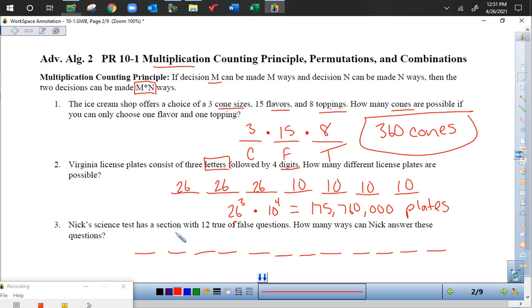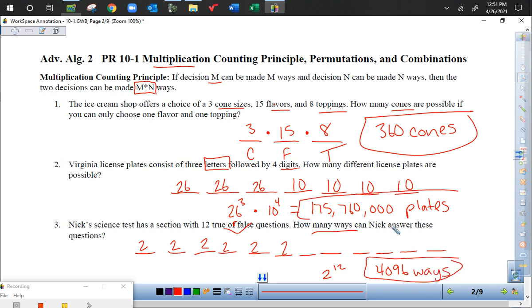So here, we've got true or false. On the first one, there are 2 options. You could have true or false. And then on the second one, it doesn't matter that you selected true. It's still true or false on the next one. So all of these get 2 different choices, meaning we're going to have 12 different times. Okay, so 2 to the 12th for that one, which is 4,096 different ways to answer the test. And let's go ahead and put a box or a circle around our answers for these.